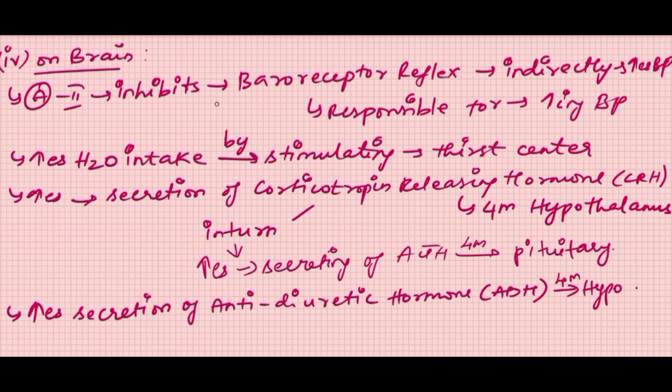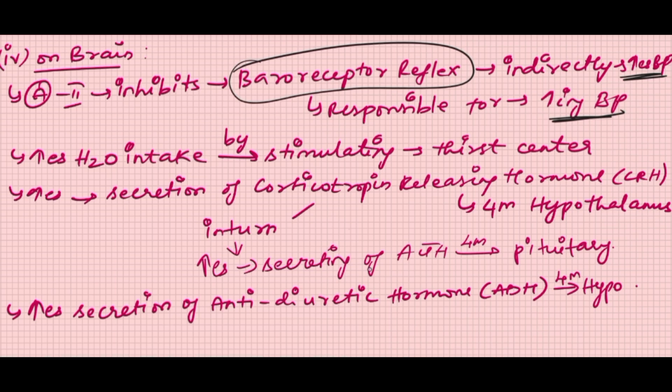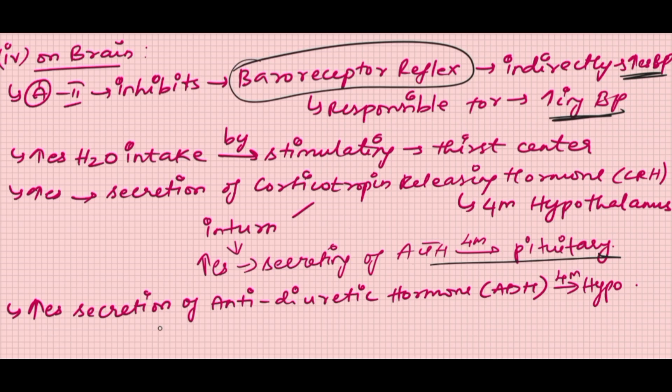Fourth actions are on the brain. Angiotensin 2 increases the baroreceptor reflex, which indirectly increases the BP. Baroreceptor reflex is responsible for increasing the BP. It increases the water intake by stimulating the thirst center, and increases the secretion of corticotropin releasing hormone, CRH, from the hypothalamus, which in turn increases the secretion of ACTH, that is adrenocorticotropic hormone, from the pituitary. Angiotensin 2 increases the secretion of antidiuretic hormone from the hypothalamus also.